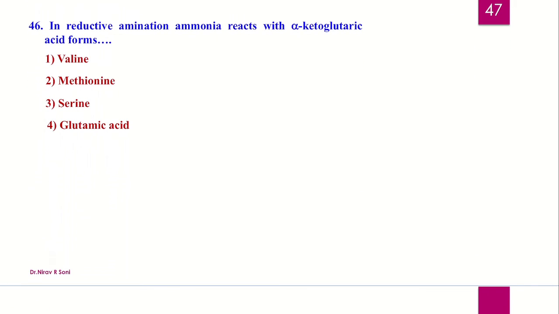In reductive amination, ammonia reacts with alpha ketoglutaric acid to form glutamic acid or glutamate by using the ammonium ion. Ammonia is very toxic to the plant. That's why we convert it into amino acids by two processes, reductive amination and transamination.